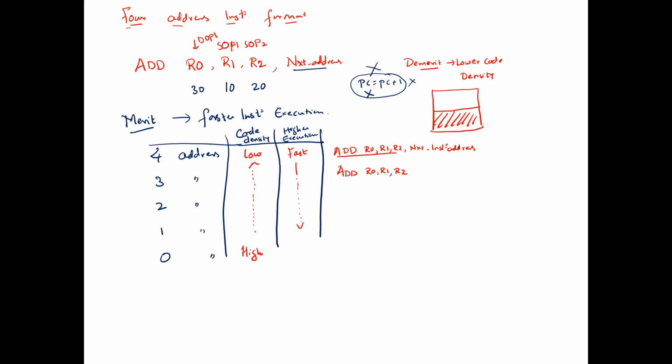This addition of R1 plus R2 and storing into R0 is the same. But here, since they have directly mentioned the address of the next instruction to be executed, but here it is not mentioned. To identify the address of the next instruction to be executed, we need to take help of what? PC. It needs to take the original content of PC, and then depending upon the size of the current instruction, that needs to be added.